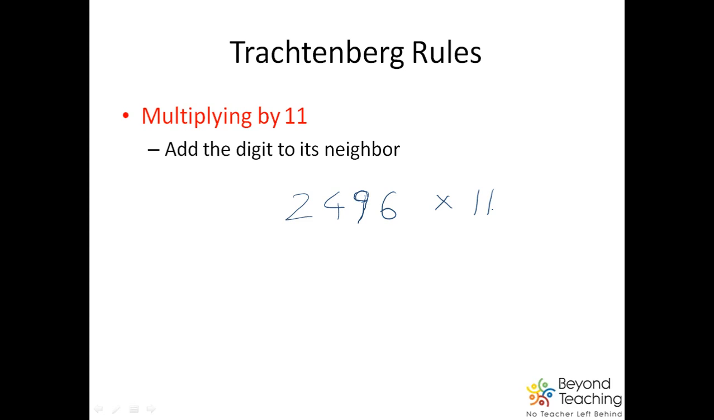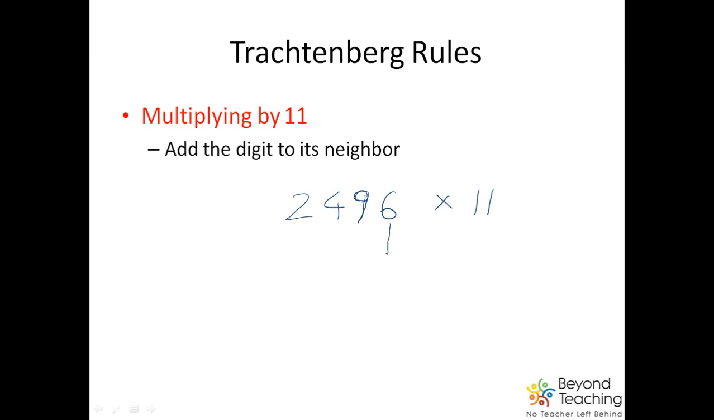One inherent question or problem in your mind obviously is that this is very typical to 11. So obviously Trachtenberg or any other principle, any other system that we talk about will always have some specific rules for specific numbers. This one is specifically for 11. Okay. So let's move on. Let's talk about 2496 times 11.